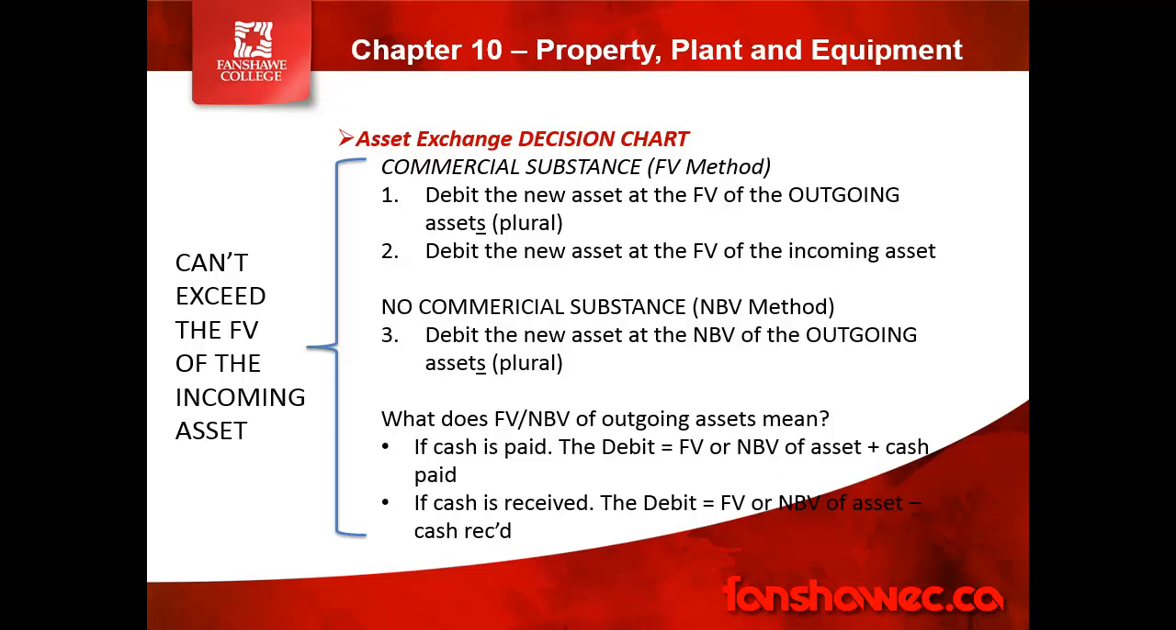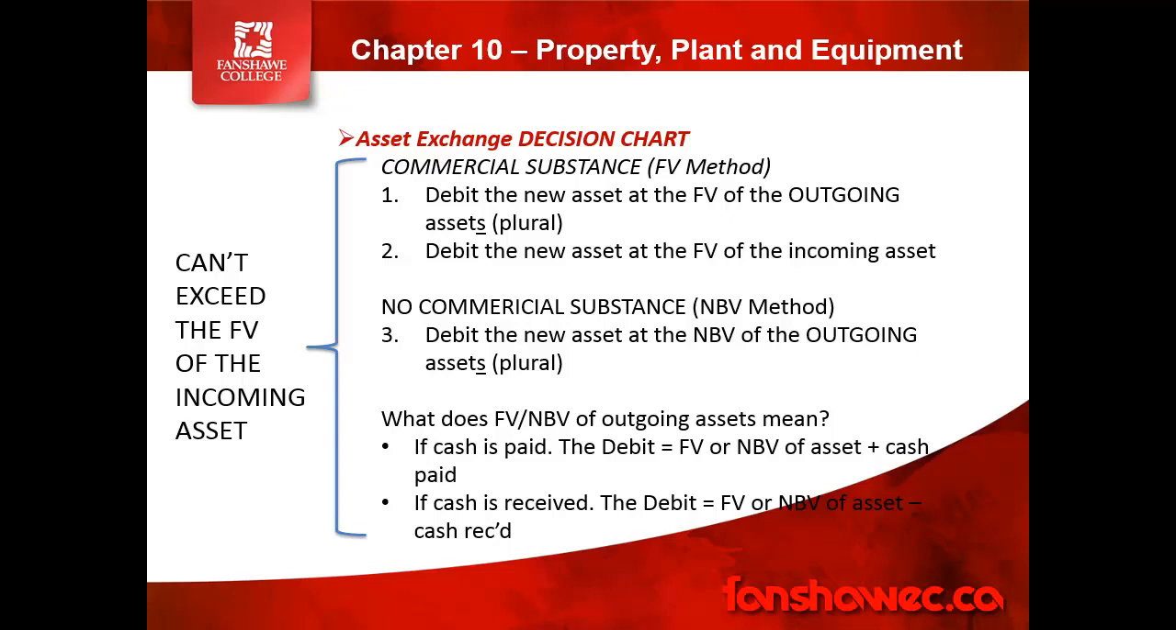So when you pay cash, you add it to the fair value or net book value of what you gave up. Now, if you receive cash, it's the opposite. You're going to debit that new asset for the fair value of what you gave up minus the cash received, if you're doing option 1. If you're doing option 3 from the decision chart, you're going to debit the new asset for the net book value of what you gave up minus the cash received. So if you pay cash, you add it to the value. If you received cash, you're going to subtract it.